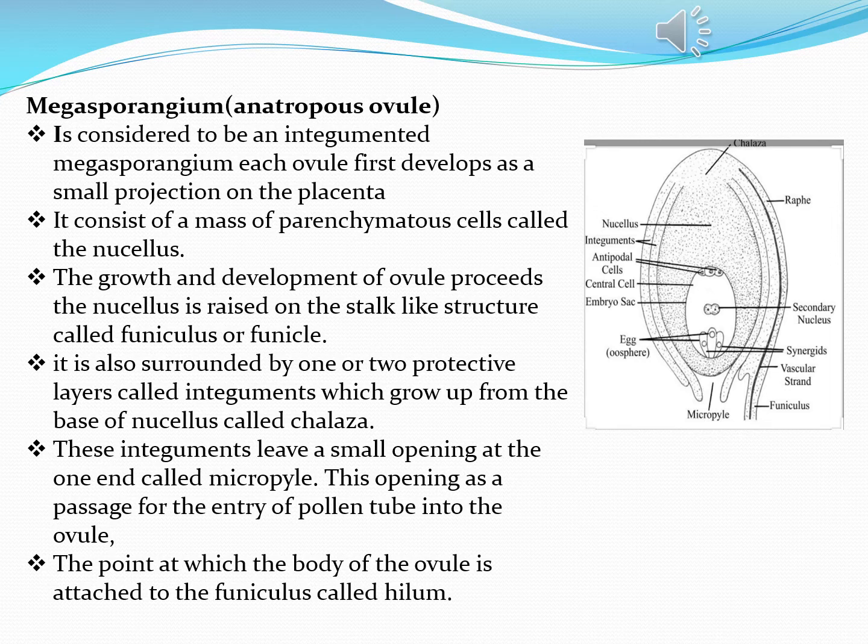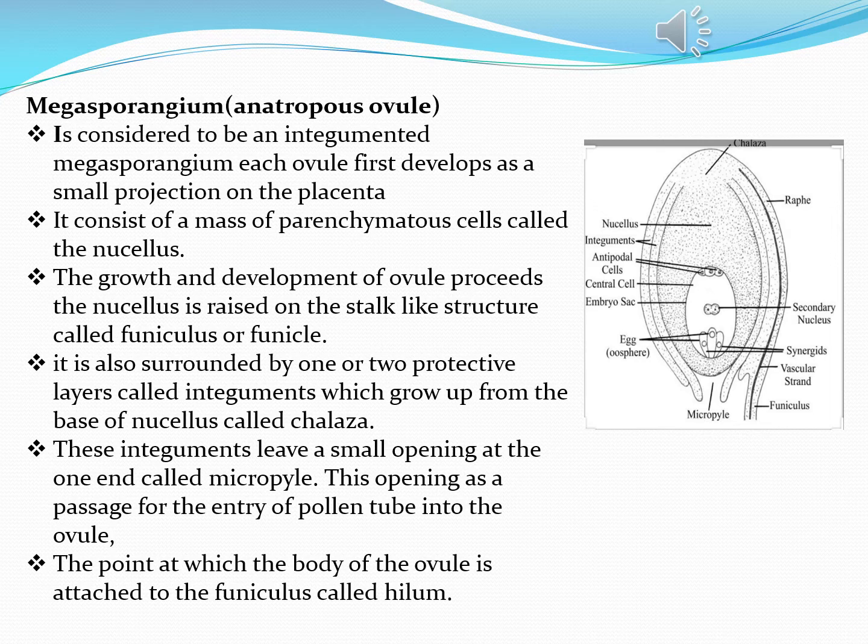As the growth and development of the ovule proceeds, the nucellus rises on a stalk, and it produces a structure that we are calling the funicle. Later, as development proceeds, the ovules are covered by two protective layers which grow up from the base of the nucellus, and that part we are calling the chalaza. We can observe this in diagrams.